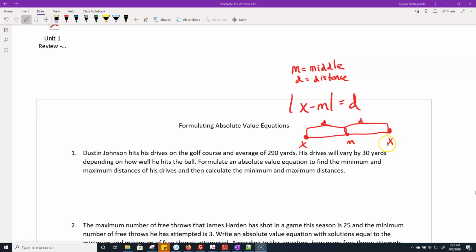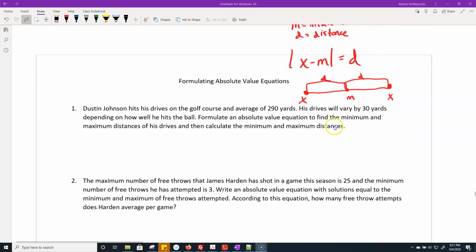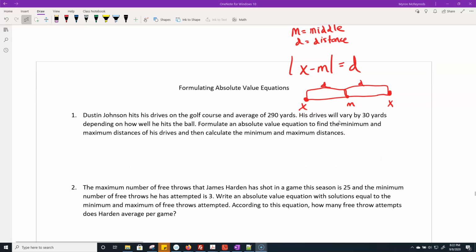which are x. Of course, there'd only be one solution if d was 0, because it would just be stuck at m, right? And d can't be negative, because you can't go negative as a distance. So usually there's going to be 2 x's, unless d is 0, then there's going to be only 1, right? So let's use that formula for this problem on number 1.